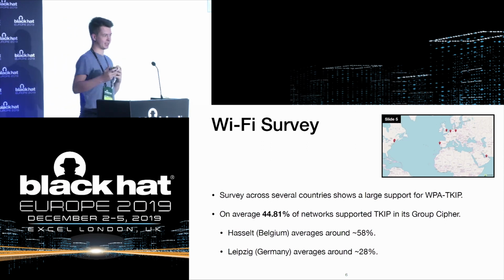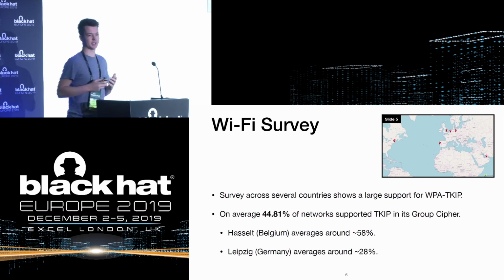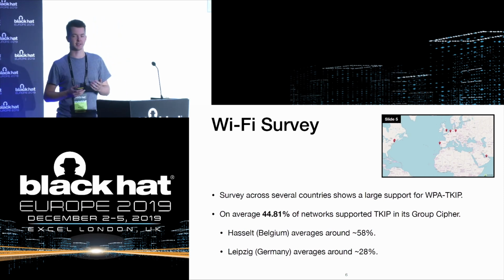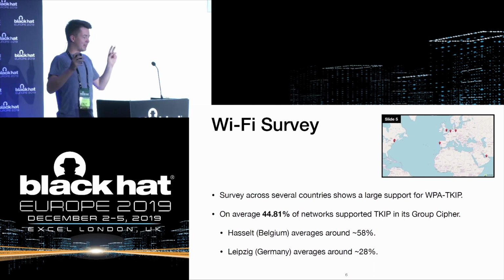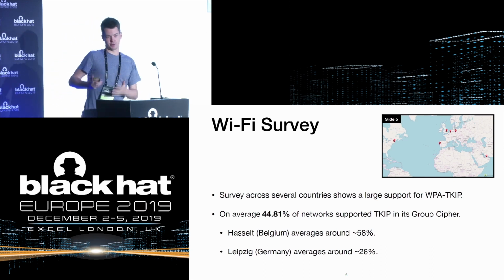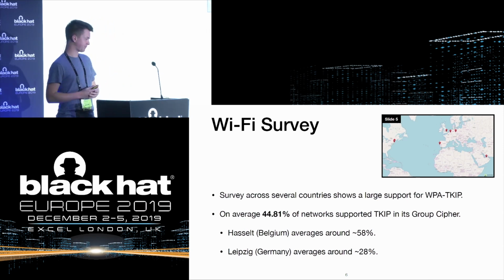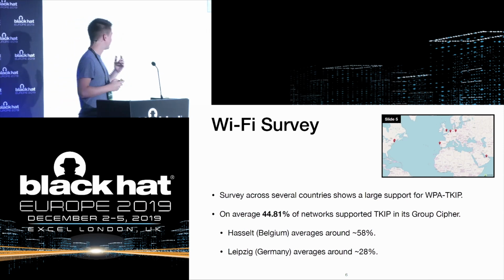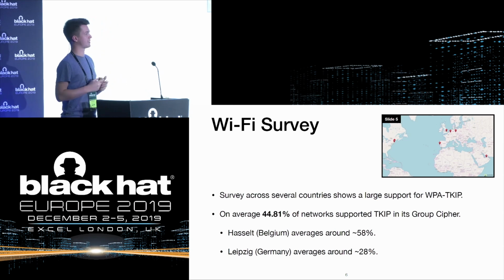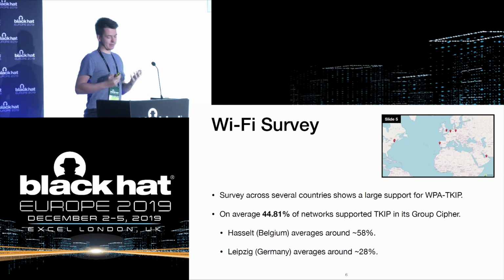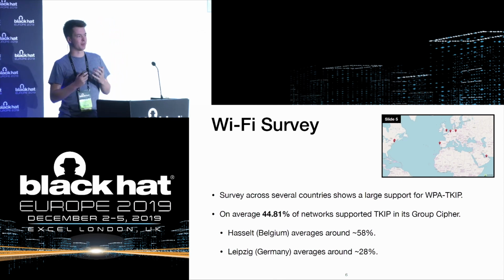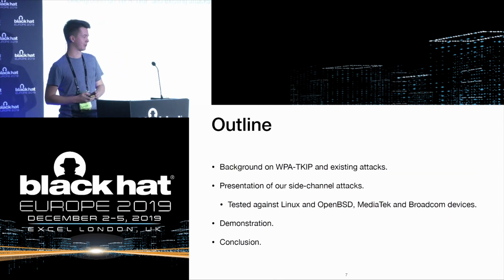And I must say with this, there is a very large variation depending on the country where we tested this. And the two extremes were Belgium and Germany, where in Belgium it's used in almost 60% of the networks, whereas in Germany it was around half that, with 30%. So even at its best case, if you will, it's still used 30%, which is still way too much. So this motivated us to look into some of these TKIP implementations and see how we can find some new vulnerabilities, with the hope of finally deprecating this protocol.